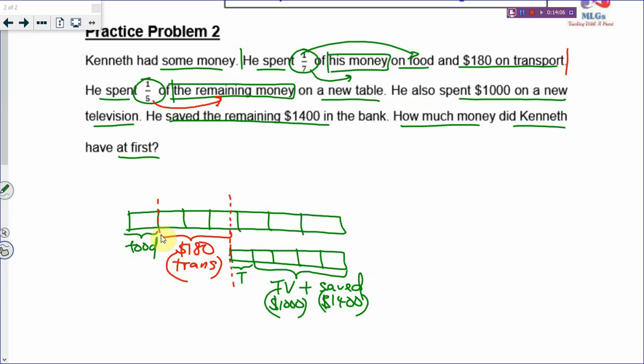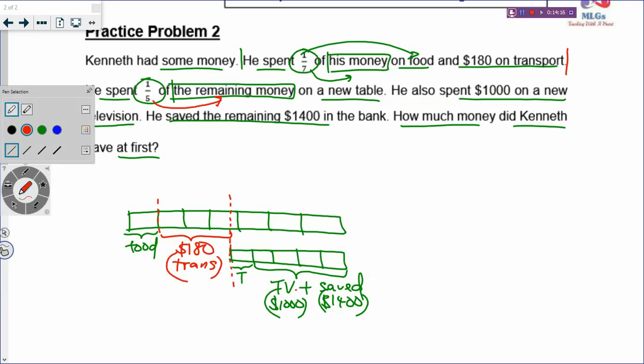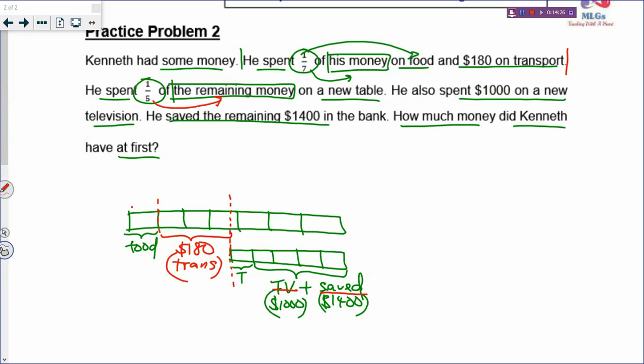He spent $1,000 on a TV. All right, and also saved the remaining $1,400. That's why you can see that the 4 boxes that I draw include the TV and the money you save, right? So how much money did Kenny have at first? So your question mark will be the whole rectangle, and that's how you draw.